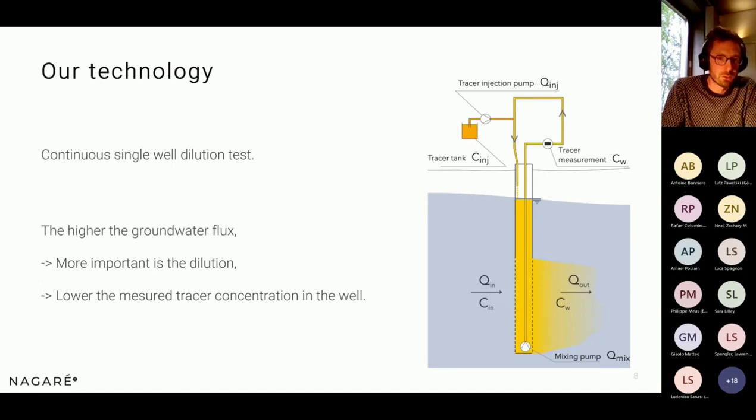The tracer can be a salt tracer or a fluorescent dye tracer, according to the hydrochemical context. And of course, we know the mass balance equation that governs this process, and we can calculate the groundwater flux that crosses the screen of this well and carries the tracer out of the well.